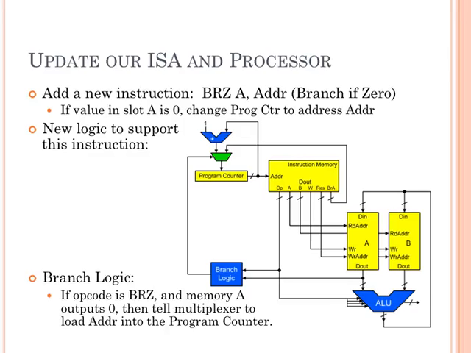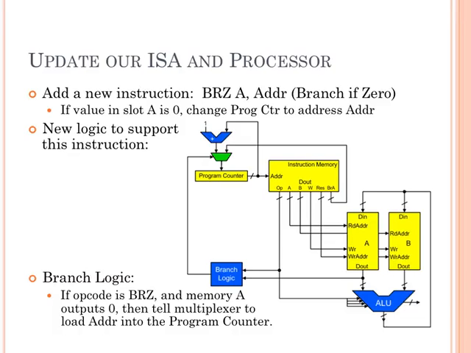So this is the simple description of the logic. If the opcode is BRZ, our branch logic will activate, and it will look at the output of the A value, and if the A value is 0, it will update the program counter with the branch address in the instruction as opposed to just incrementing the program counter. Okay? Does that make sense to everyone?